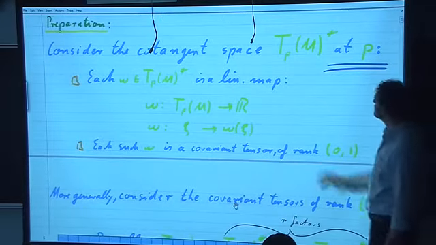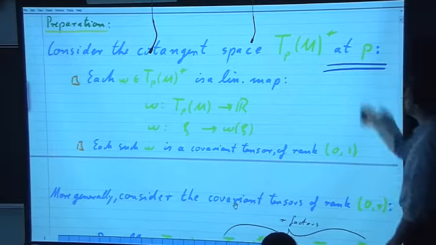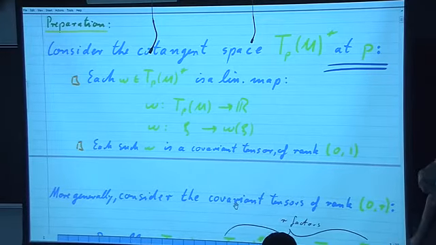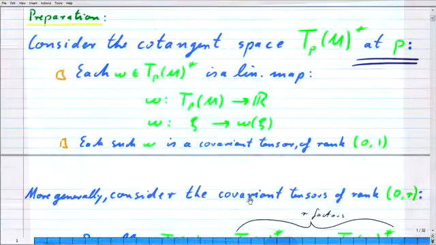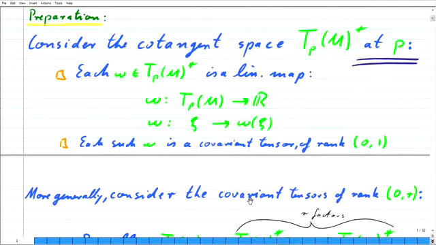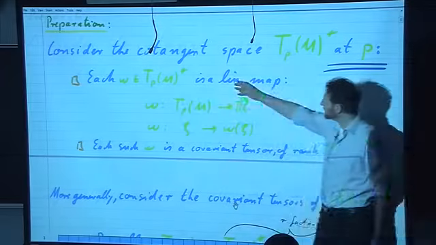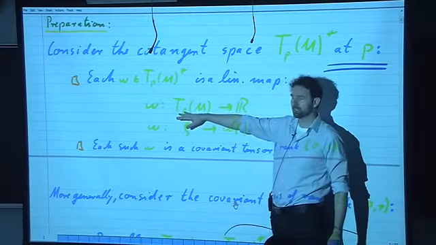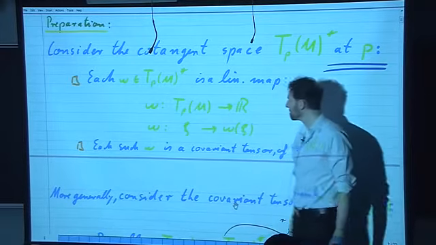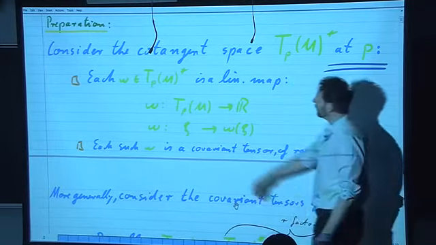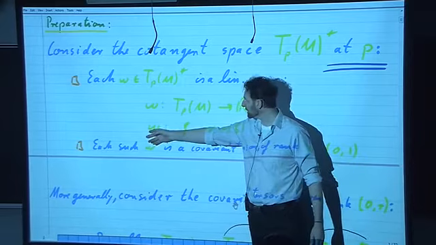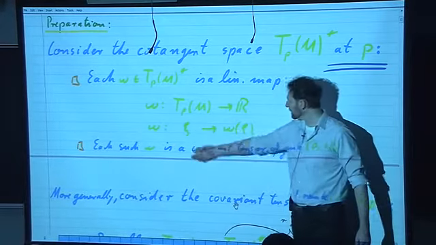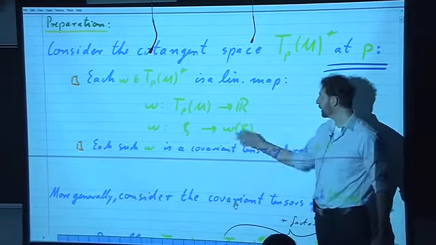Consider the cotangent space to a point P. So we choose a point P of the manifold, and we consider the cotangent space, Tp M star. Every element of the cotangent space, every cotangent vector, is a linear map. It's a linear map that maps tangent vectors into real numbers. So omega, a cotangent vector, is mapping a tangent vector psi into a real number, omega of psi.